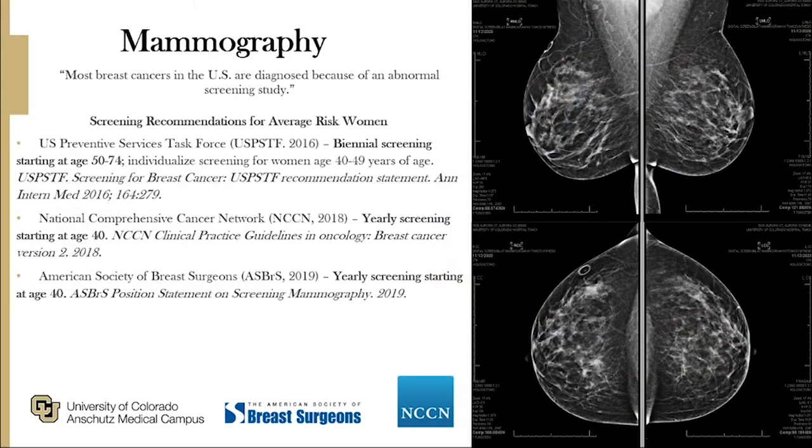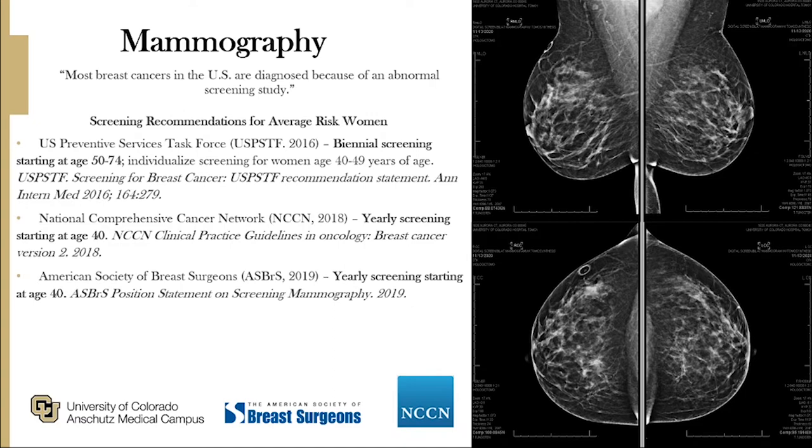Mammography is the primary modality for breast cancer screening in average-risk women. Although a significant number of breast cancer diagnoses are brought to attention by the patient, most breast cancers in the United States are diagnosed due to an abnormal screening study. Data suggests that screening mammography both reduces the odds of dying of breast cancer and facilitates the use of early treatment. The United States Preventive Services Task Force recommends biennial screening starting at age 50 to 74, with individualized screening for women age 40 to 49 years of age.